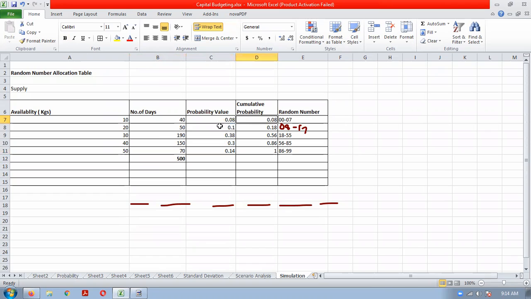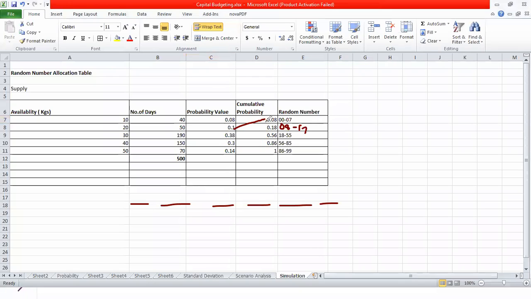Cumulative probability I will find. First will be 0.08, same. Second, how do we do it? 0.08 plus 0.1, you will get 0.18. Then 0.38 plus 0.18, you will get 0.56. Then 0.3 plus 0.56, you will get 0.86. Then 0.14 plus 0.86, you will get 1. Clear? This much everybody understood?